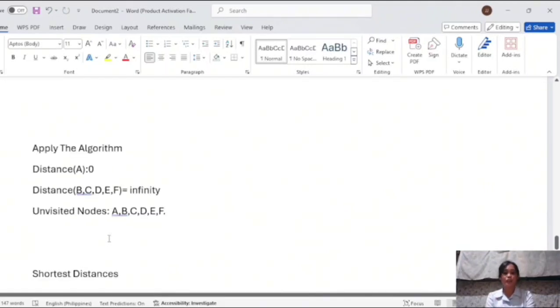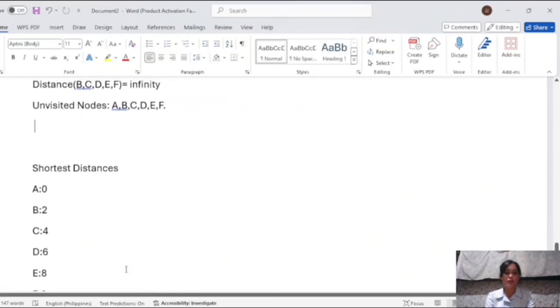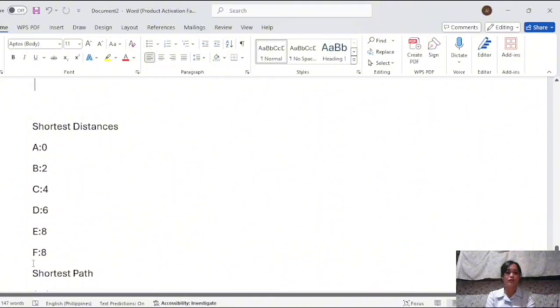Applying the algorithm, the distance of A is 0, and the distance of B, C, D, E, F is infinity. The unvisited nodes are A, B, C, D, E, F. So let's proceed to find the shortest distance between A, B, C, D, E. The initial distance of A is 0, B is 2, C is 4, D is 6, E is 8, and F is 8.